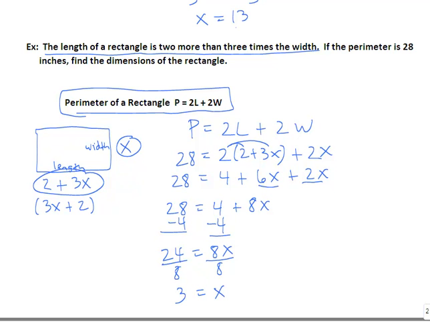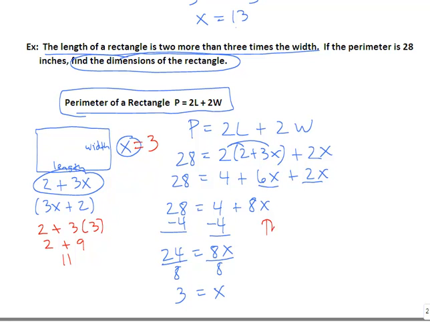Then remember to look at that last sentence to tell you what you're supposed to find. We want to find the dimensions of the rectangle, so that means we're looking for both the width and the length. So if we go back to our original rectangle over here, x was the width. We just found x was 3, so the width must be 3. The length is 2 plus 3 times x. So 2 plus 3 times 3 is 2 plus 9, or 11. So the length is 11.